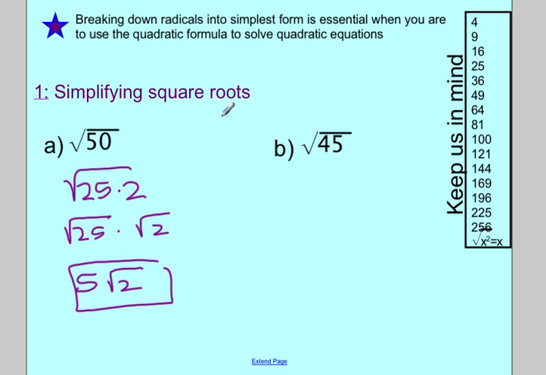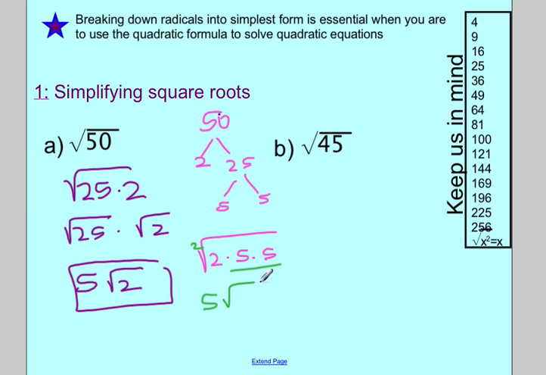Your second approach is you could make your factor tree for 50. I would say 2 times 25, and I know this breaks down into 5 times 5. So underneath my radical, I would have 2 times 5 times 5. And as I talked about before, this is really a square root. So if there's a pair, I can write it out in front, and I will get the same answer. So whichever method you feel most comfortable with, I would use that one.